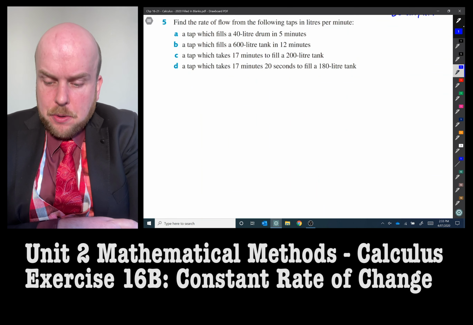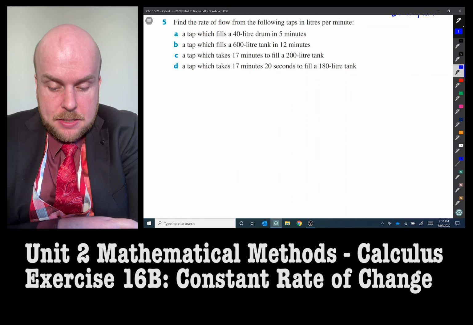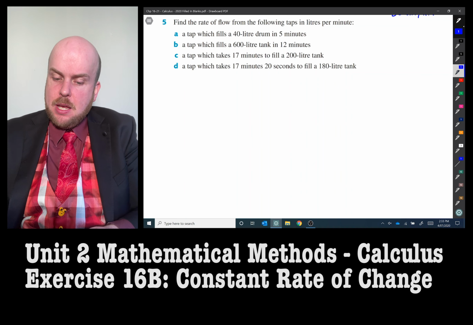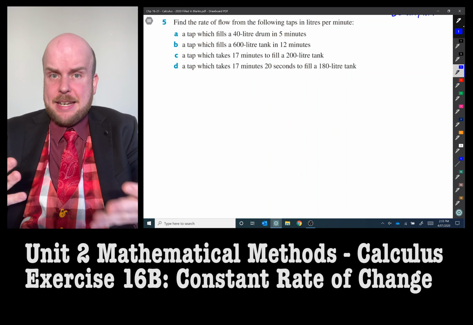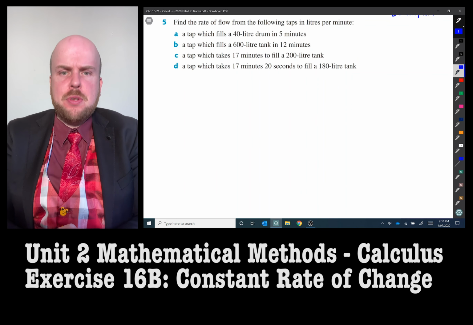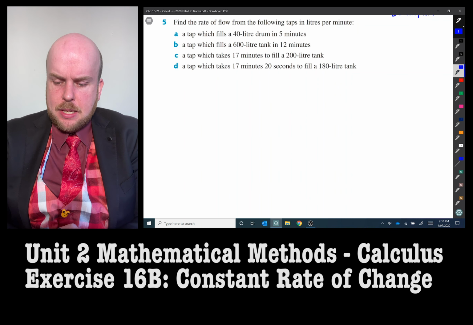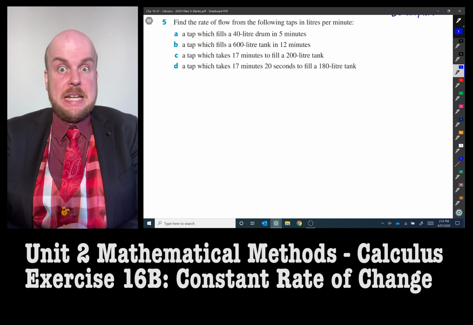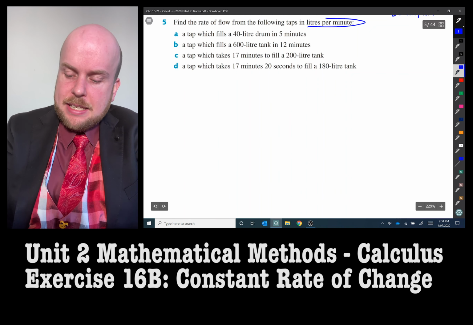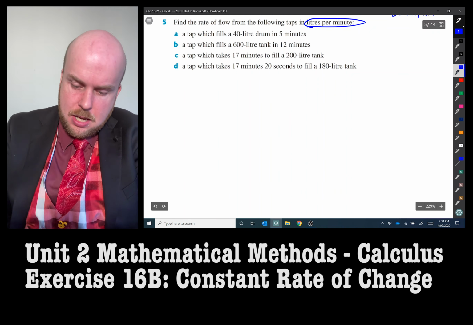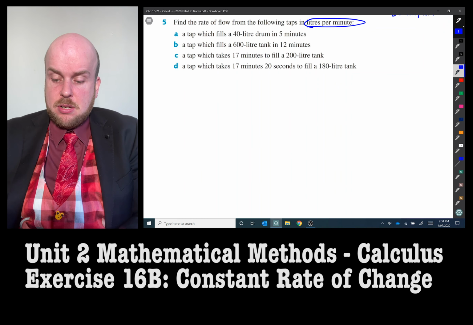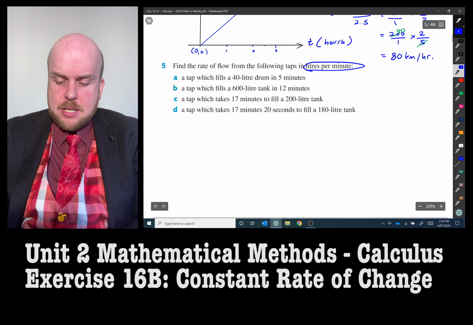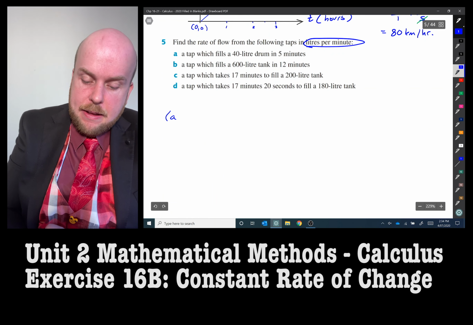Find the rate of flow from the following taps in liters per minute. A tap that fills a 40-liter drum in 5 minutes. So the rate of flow, again, is another way of saying the rate of change, or the speed of filling. Now, it's given us exactly what units it wants. We don't need to draw a distance time graph. We could, if we like. There's our lovely distance time graph. We could draw it, or we could just do some calculating here.